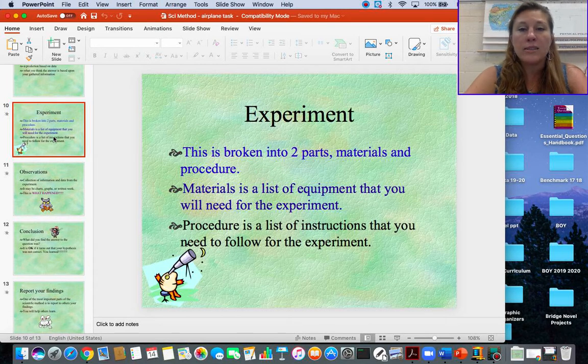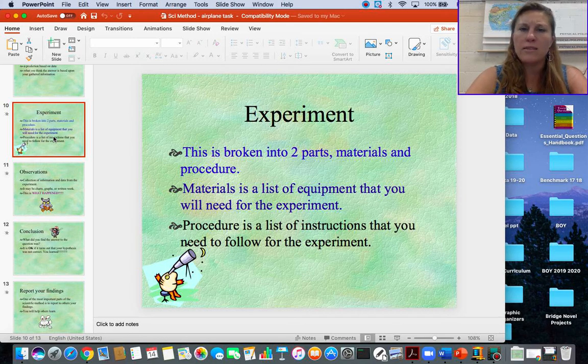The next thing that you have is the experiment. It's broken into 2 parts. You have the materials that you need, and then you have the procedure that you need to do. The materials is a list of equipment that you're going to need for the experiment. The procedure is a list of the instructions that you need to follow the experiment. So there's 2 parts to it.